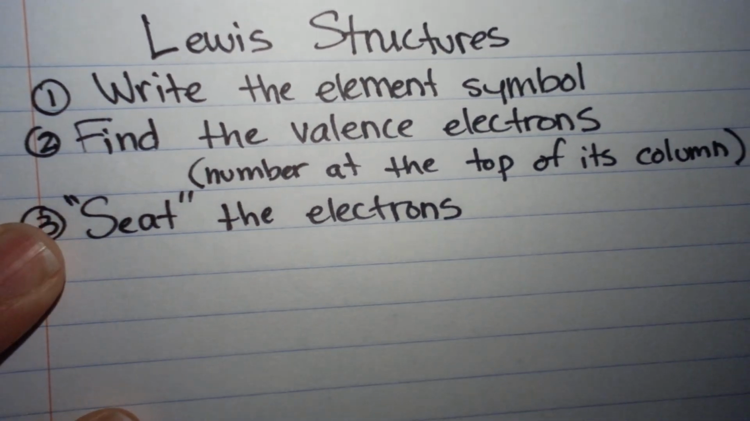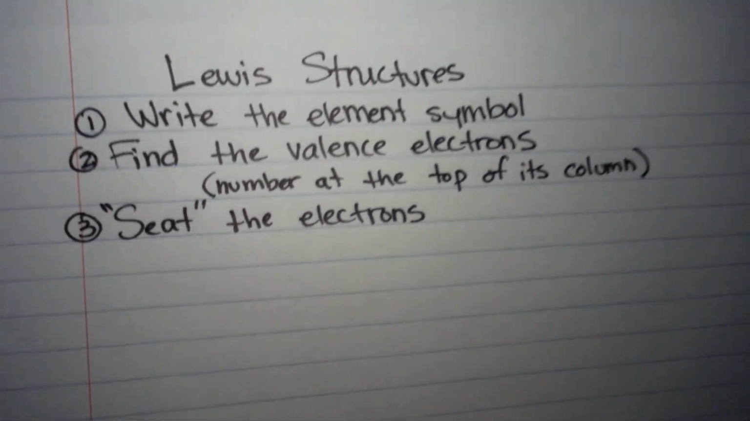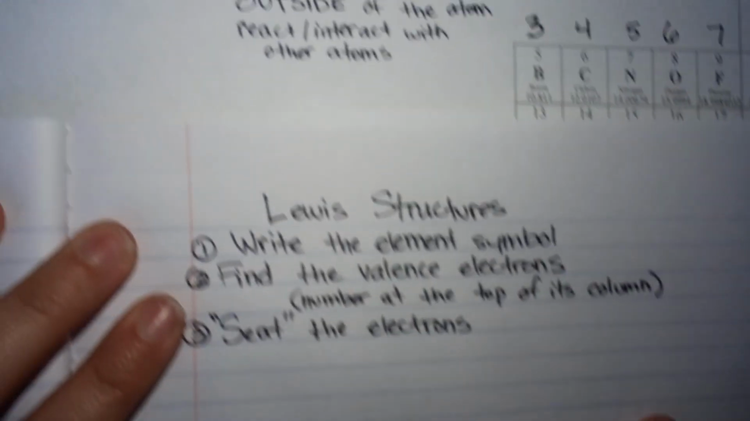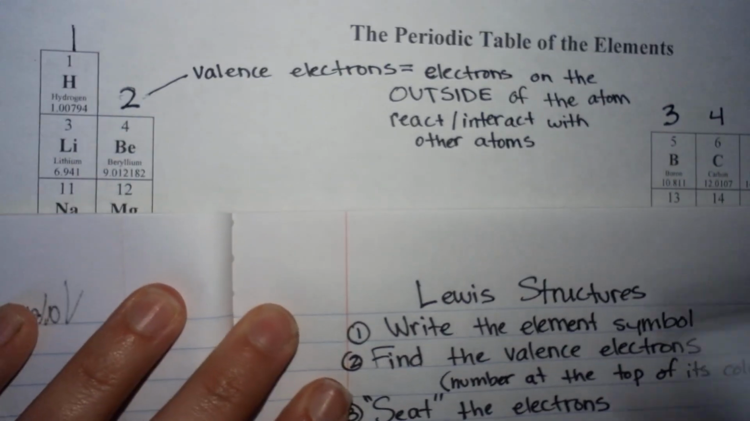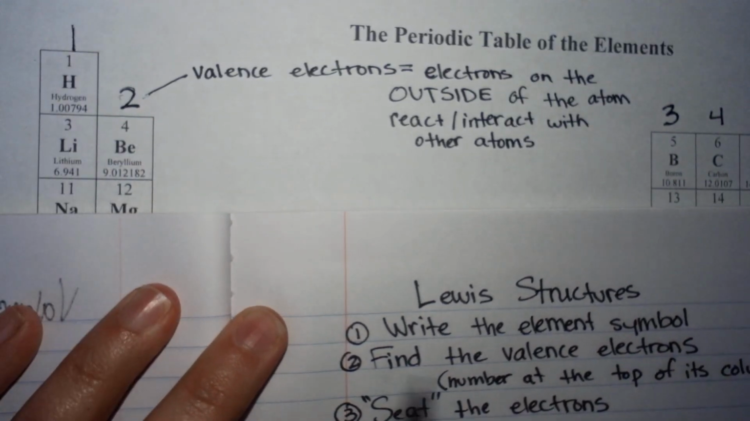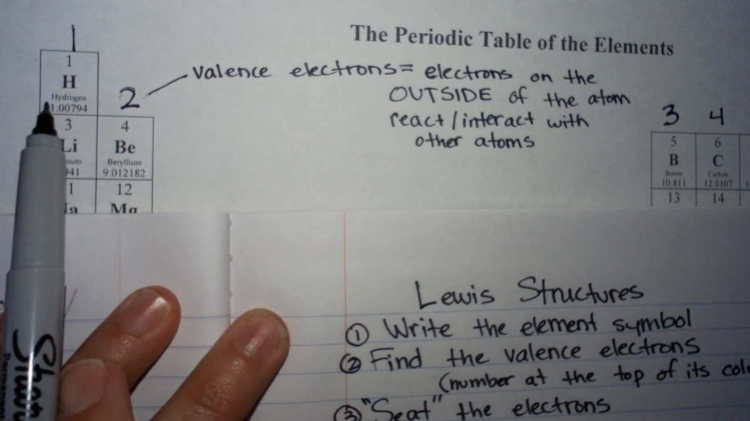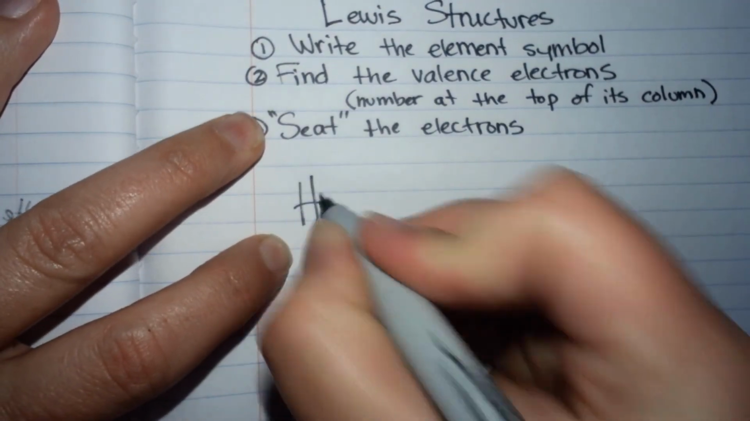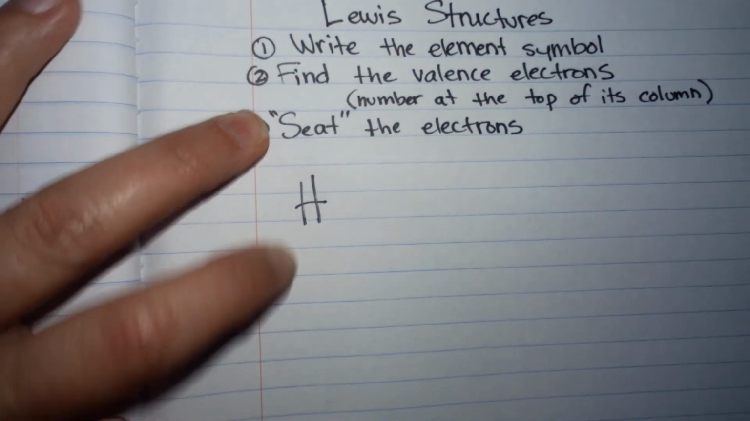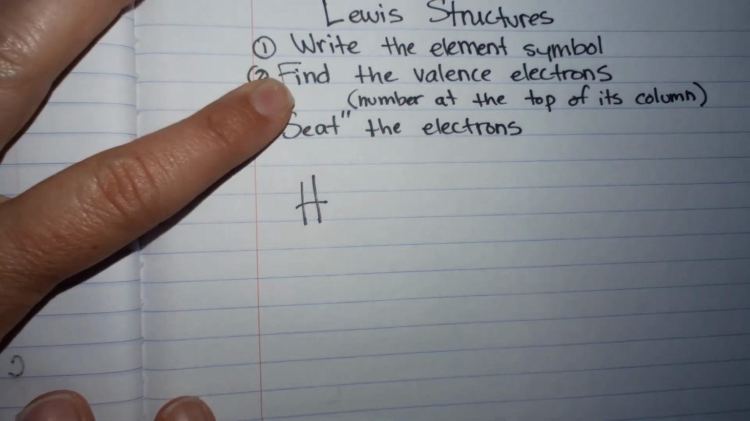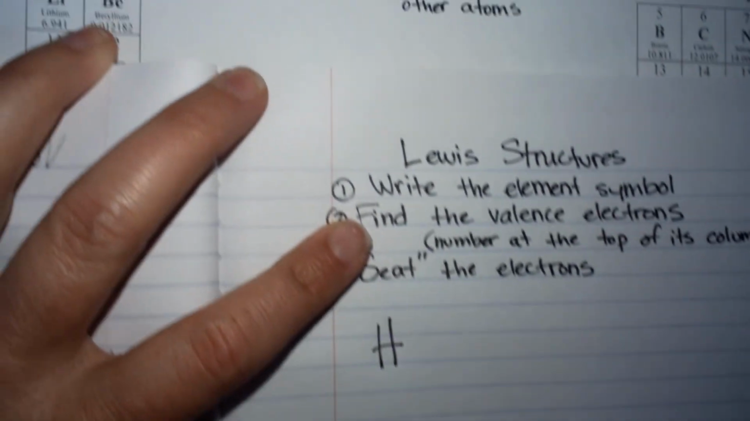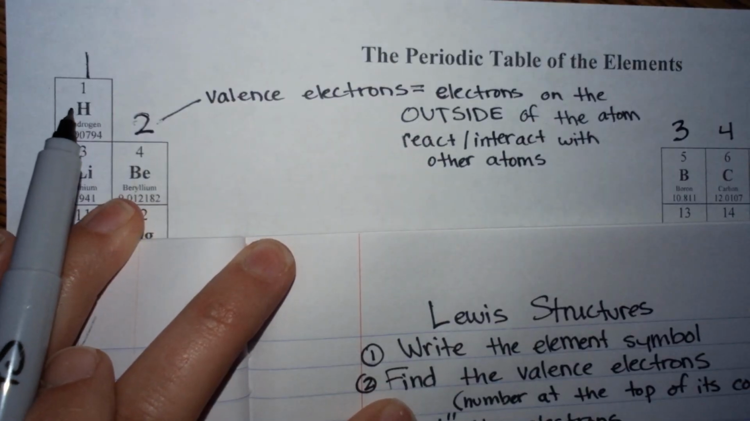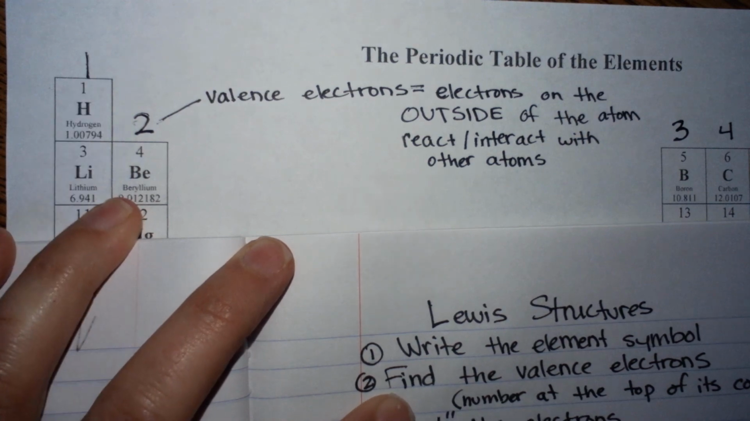Alright, so we're going to zoom out again so we can see a little bit of the periodic table and a little bit more paper. Okay, let's look at hydrogen to start with. The first instruction says write the element symbol. So we're going to find hydrogen, and we're going to start here. Hydrogen. The second instruction says find the valence electrons. Well, how many valence electrons does hydrogen have? Show me with your fingers. Just one. That's right, because we're right in column 1.